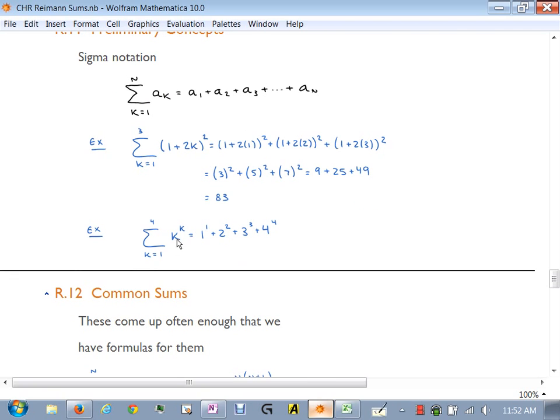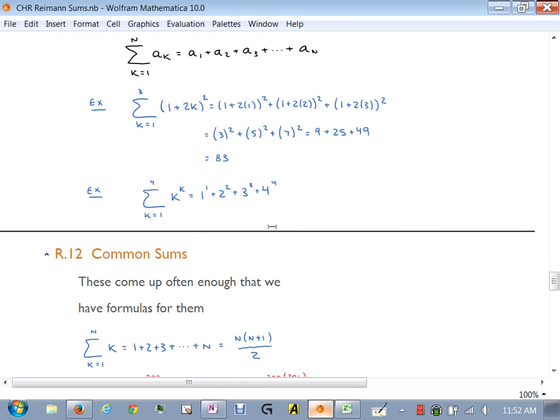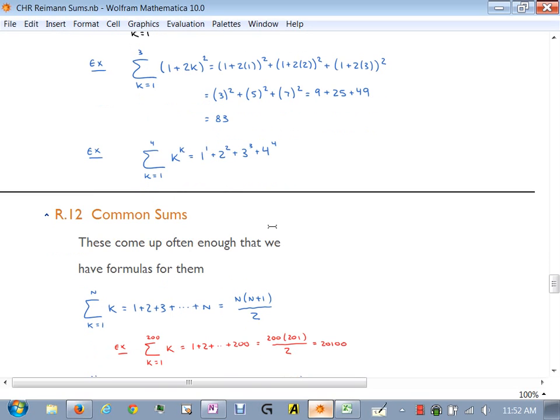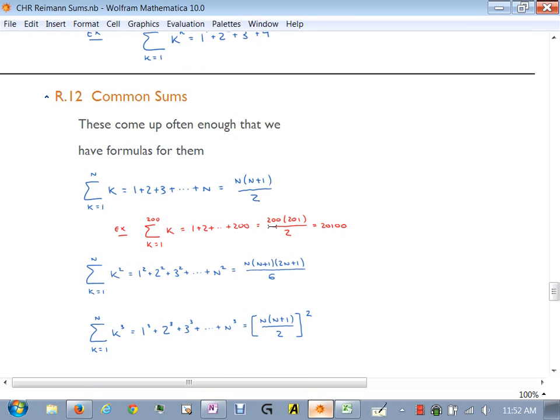This is another one, k to the k. So you start, plug in 1, 1 to the 1, plus 2 to the 2, plus 3 to the 3, plus 4 to the 4, you stop. Questions? Sigma notation? Now there are some very common sums that come up enough that we need to have formulas for them. Here they are.